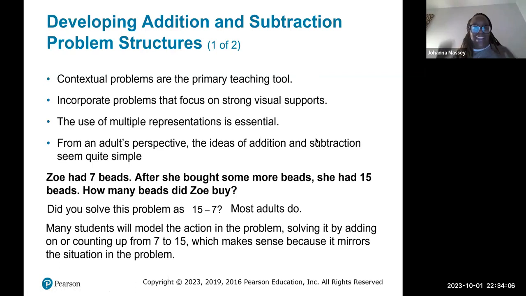the abstract. From an adult perspective, the idea of addition and subtraction seems quite simple, but it's not for children. So look at this. Zoe had 7 beads. After she bought some more beads, she had 15 beads. How many beads did Zoe buy? Now, for us, we know it's just simple subtraction, but for children it's not that simple. Our students have to model that action. That's what the book says. And it's true. They have to model that action so they can solve that problem.